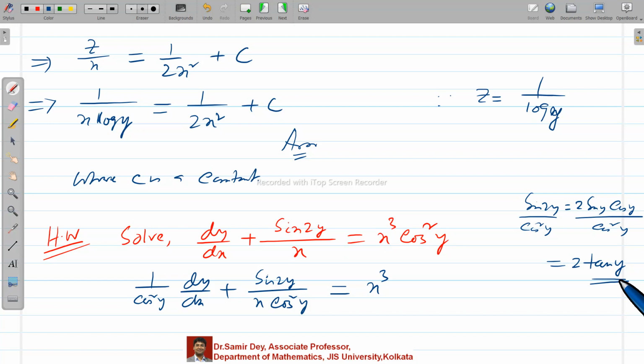Okay, clear. So now you have to consider tan y as z. You should complete your homework. Everyone, please try to complete your homework. Just try to understand whether your concept is clear or not. If it is clear, it's okay. If it is not, please review the lecture again and again.